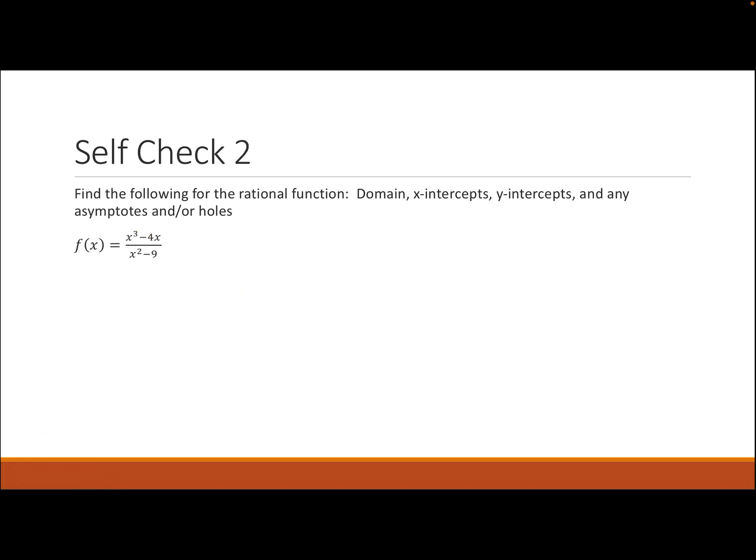And the last self-check is the same thing, but we just have a different function. So pause the video, come back and check. So for domain, first, always let's factor this. That's going to give us x times x plus 2 times x minus 2, divided by x plus 3 and x minus 3.